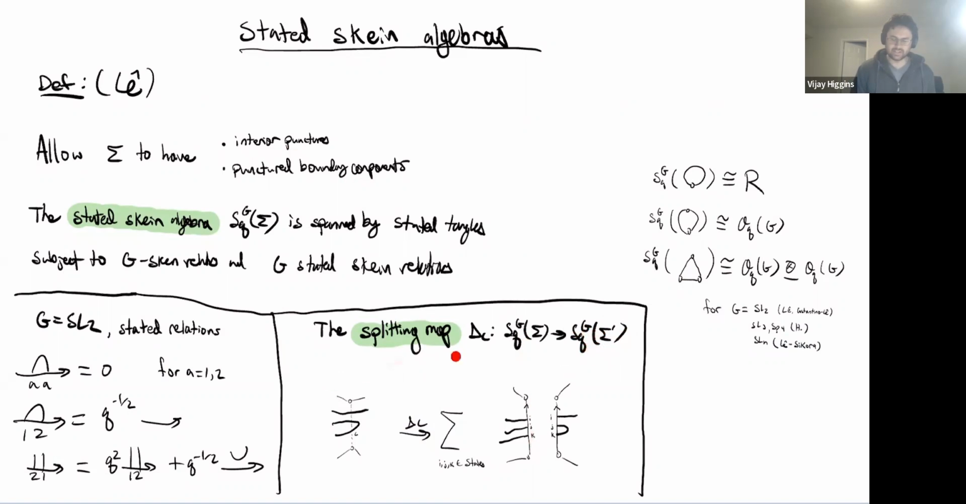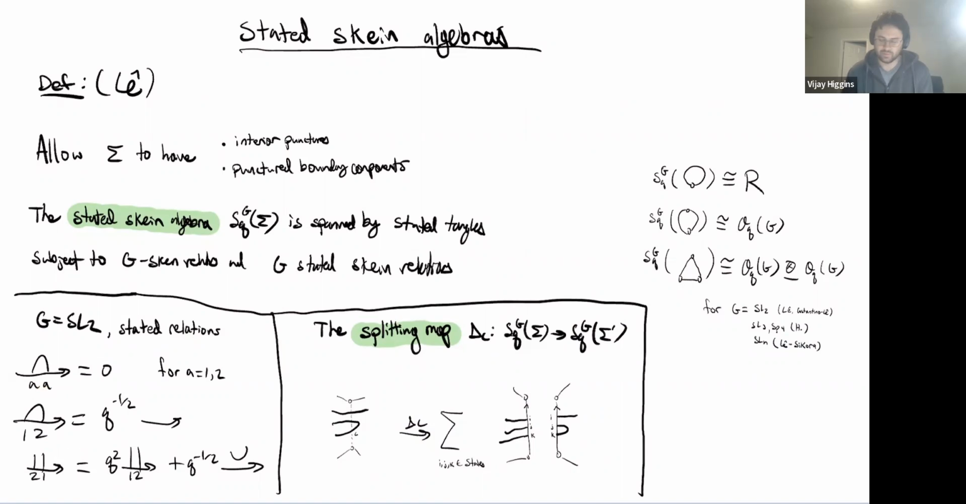And there is an explicit state sum definition that you can write down, and you have to impose skein relations along the boundary called stated skein relations, and you have to let your links be allowed to actually be tangles that have states that are on the boundary of the surface.